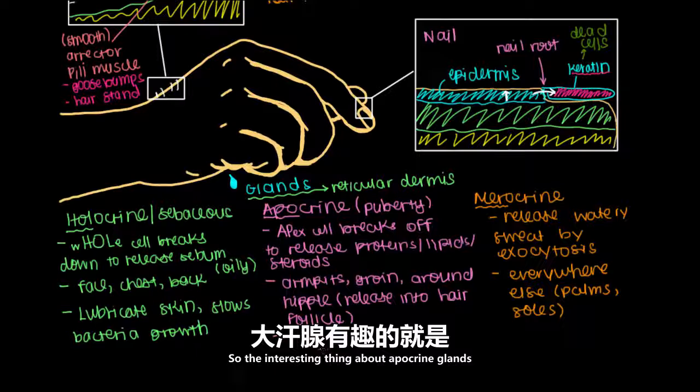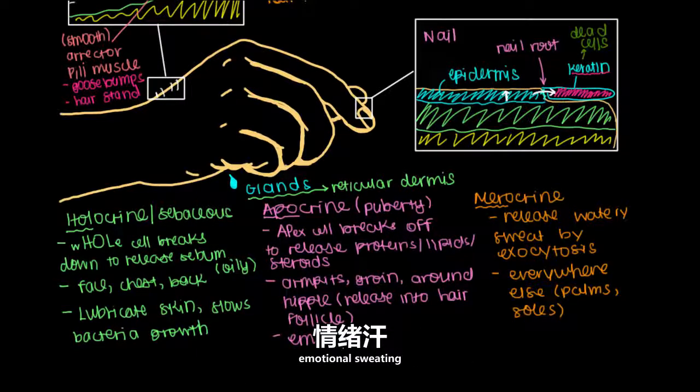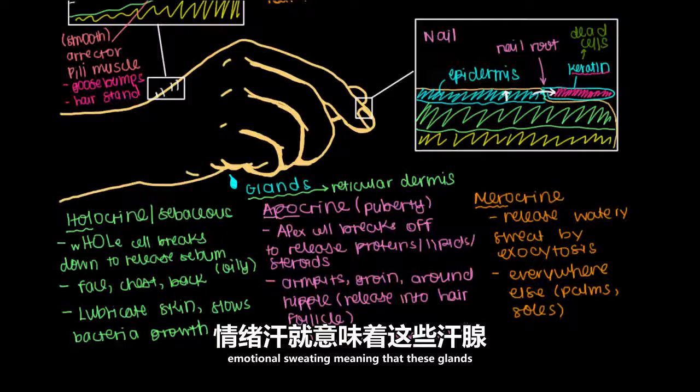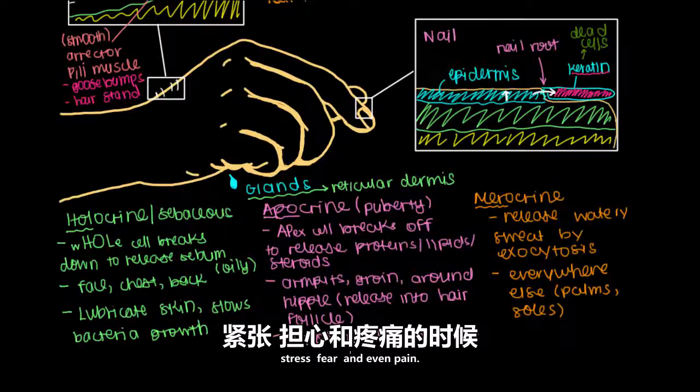So the interesting thing about apocrine glands is that they're involved in what's called emotional sweating, and they're an ongoing topic of research. Emotional sweating means that these glands are most active during times of great anxiety, stress, fear, and even pain.